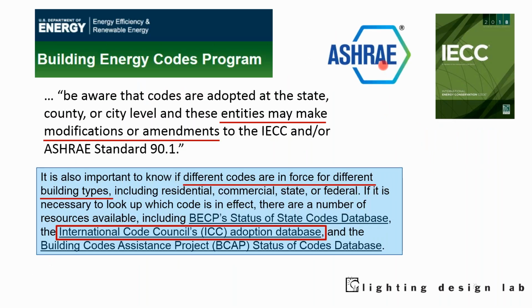Here we have ASHRAE and the IECC, and they work sort of together. Some states adopt one or the other, but they've aligned themselves over the years so that they're fairly close, and there's not a lot of differentiation between them. Entities may make modifications or amendments. Of course, we've seen Seattle. So there's Washington State Energy Code, and then of course Seattle has its own energy code. It can be stricter. It can't be less strict.